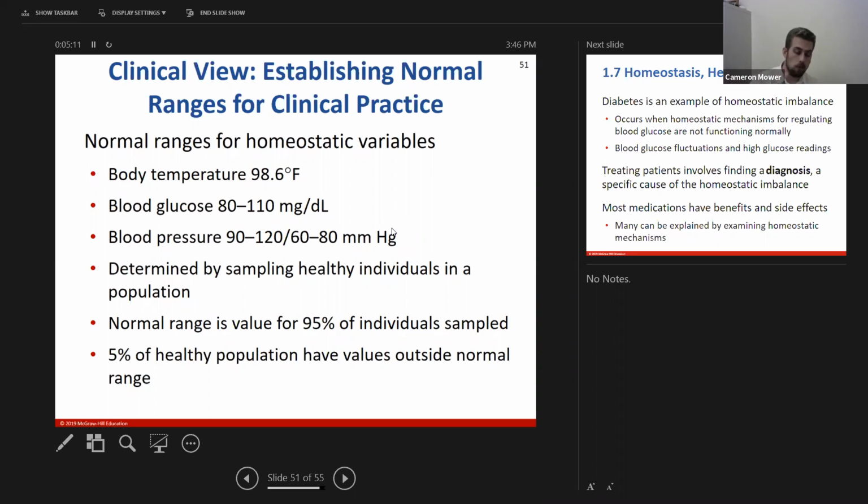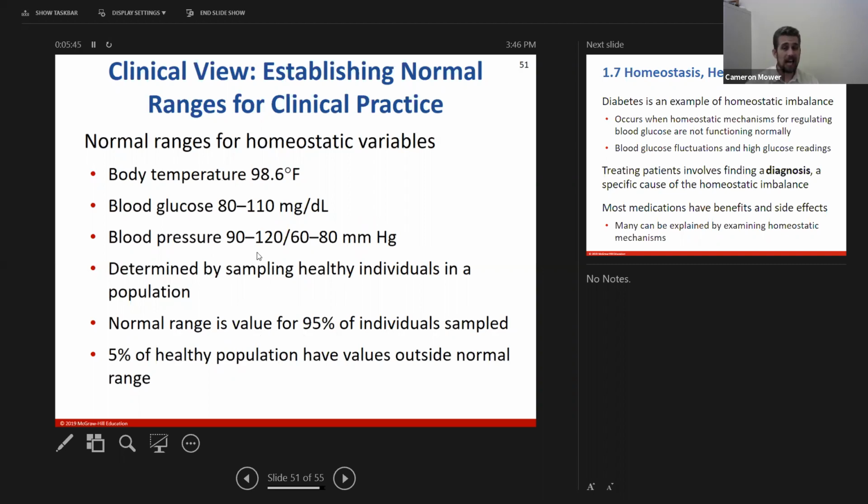Now, as you move forward, you're going to understand a little bit more about milligrams and deciliters. The millimeters of mercury you're never going to get, because it's sort of advanced, well, it's not really advanced, it's just physics and chemistry. But essentially it's a measure of pressure. So anyway, the normal range covers 95% of individuals sampled, and then 5% of the healthy population have some sort of outside values.